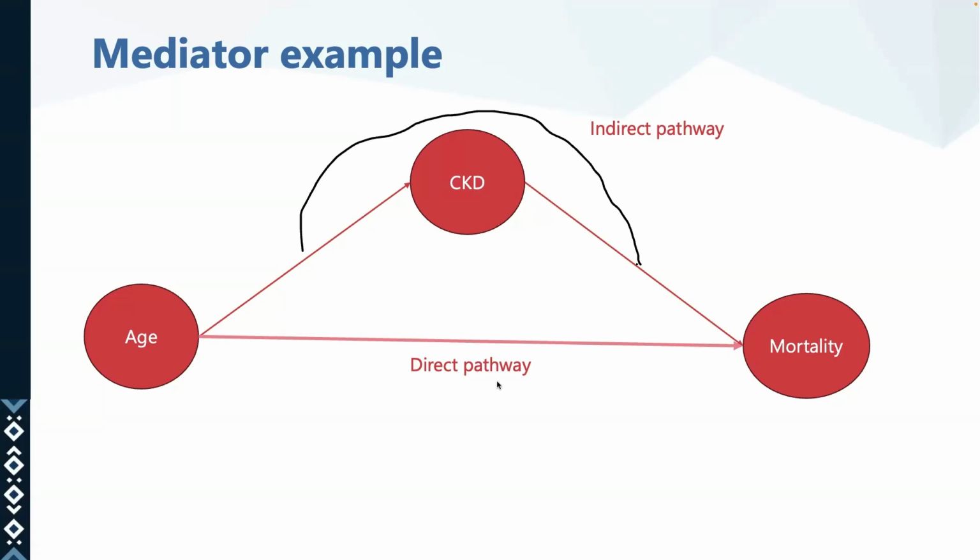So if I fit a Cox regression model and I adjust for CKD while I have age, then what I will be getting is just the direct effect, the direct pathway between age and mortality. And mind you, if in reality this effect is completely explained by the indirect pathway, then of course what you get will be completely wrong. So it's something which is very important.